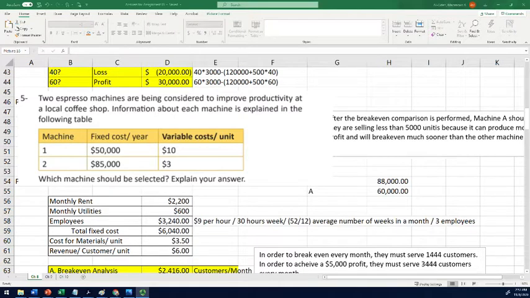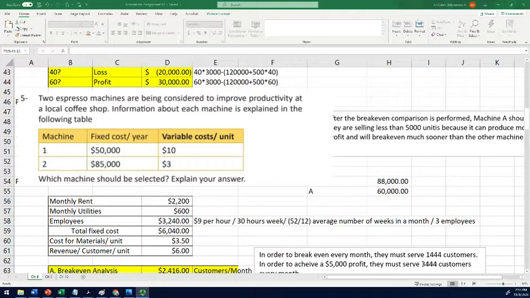two espresso machines are being considered to improve productivity at a local coffee shop. Information about each machine is explained in the table below. So machine one, we have the fixed cost per year would be 50,000 and the variable cost is $10 per unit. The other machine is 85,000 and the variable cost is $3 per unit. Which machine we should select, and explain your answer.